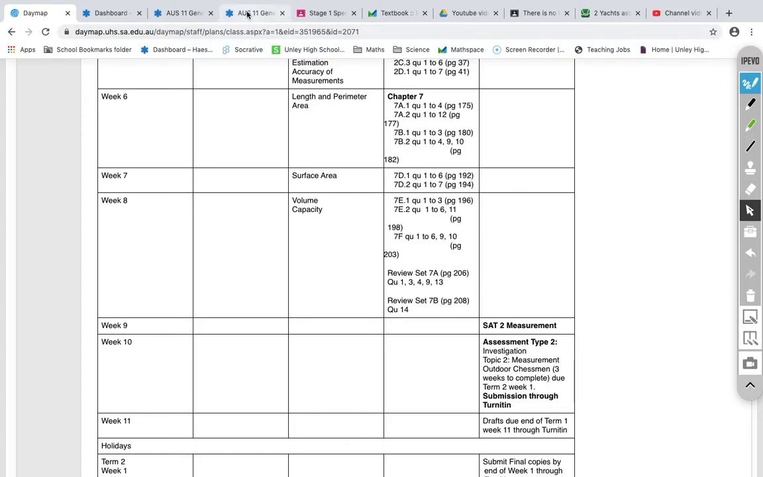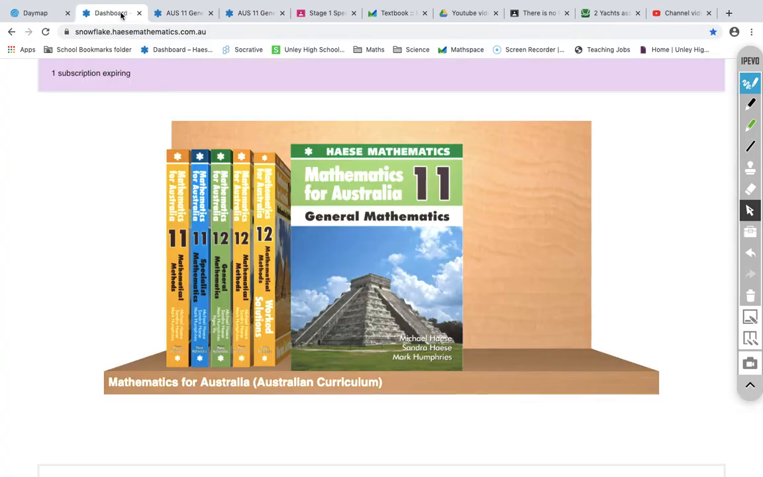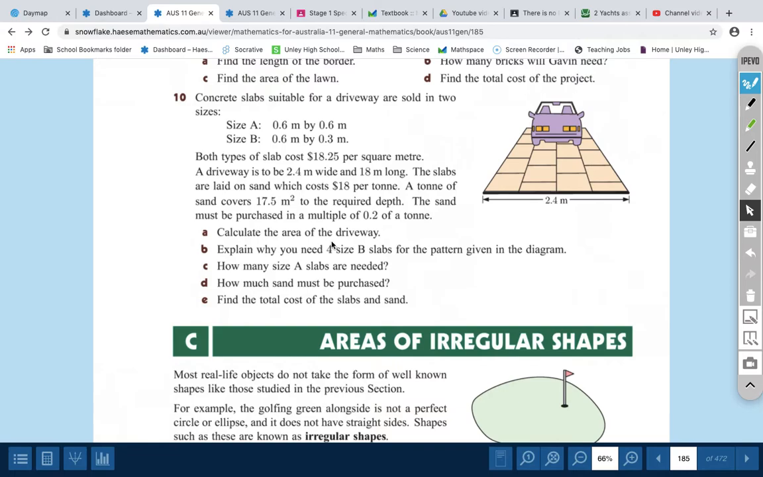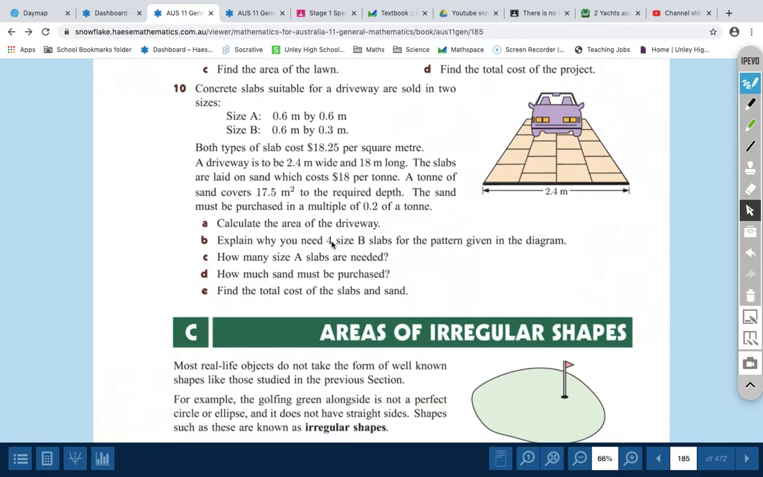It's a good one because it's a real world type question, and it has costs and things like that in it. There we go. We've got a driveway, sand, a ton of sand, some good honest work here. Concrete slabs, fantastic. It's always worth reading these questions. You've got two slab sizes. Now that would be 60 centimetres by 60 centimetres, pretty standard. And you've got this smaller one, it's only 30 centimetres long.